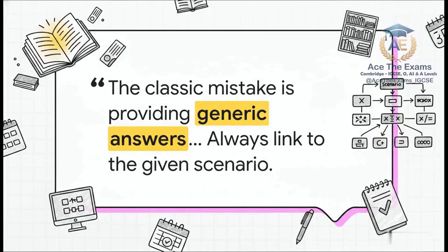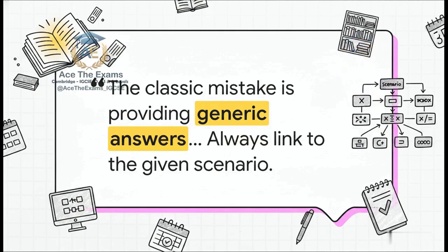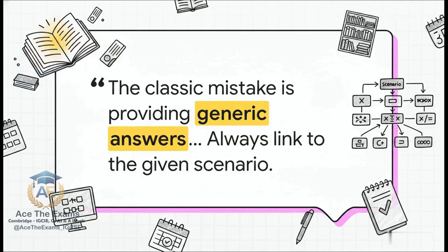Moving to challenge number 2, find the flaw. I'm going to read a quote from the Principal Examiner Reports, and I want you to identify exactly why students lose marks here. The report says, "The classic mistake is providing generic answers not specific to the question context. Always link every point to the given scenario." So, if I show you a sample paragraph that says, "I will use an array of records to store the data because it is efficient," the record will have a string and a Boolean. What is the flaw? The flaw is that it completely lacks context.